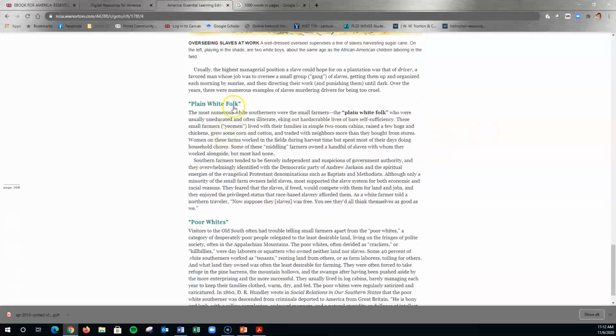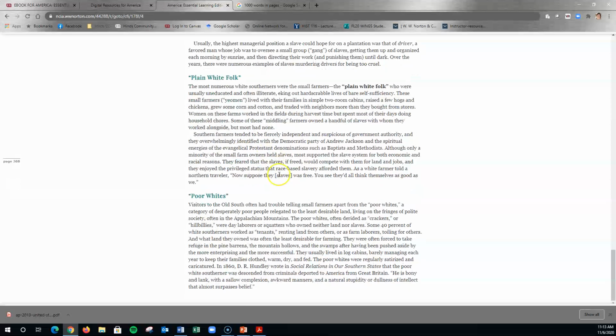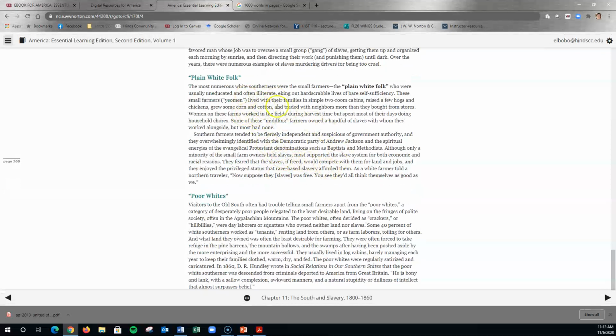Then it goes on and talks about plain white folk, people that were white but barely getting by. Now some of them did have enough money to own a slave or two who they usually had to work alongside, but most don't have any. You can read about these small farmers, the yeoman farmers, who were the middle class of Southern society.